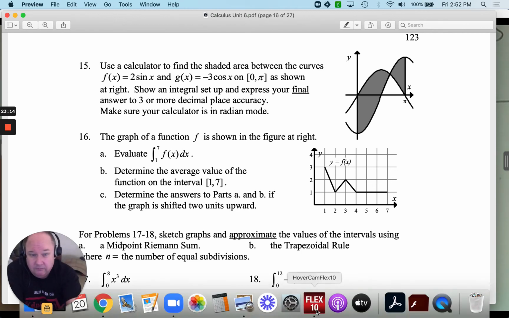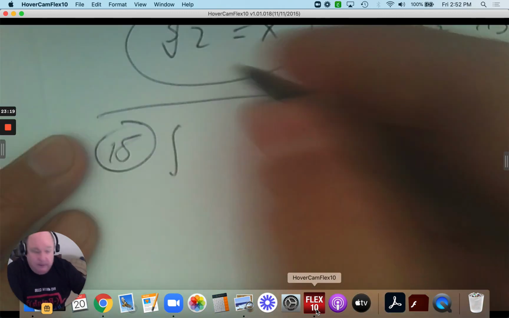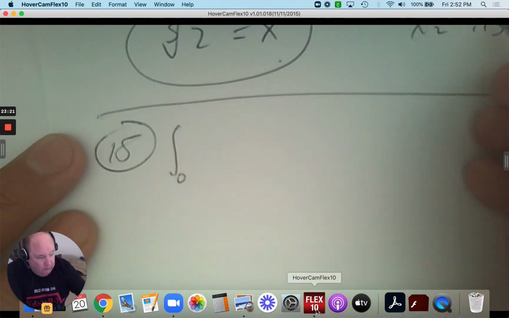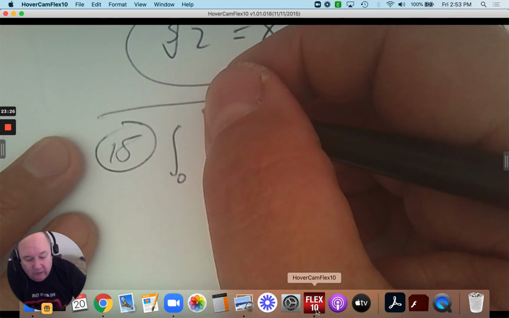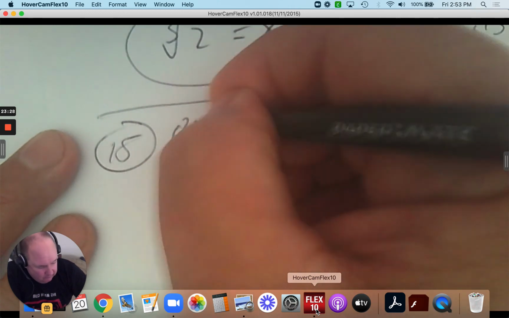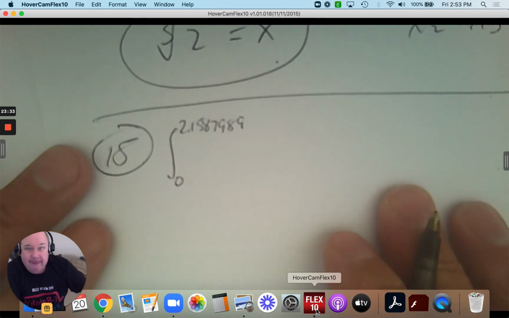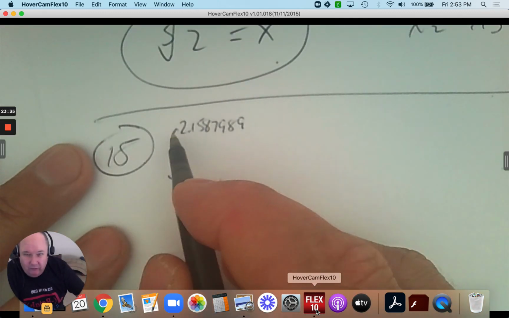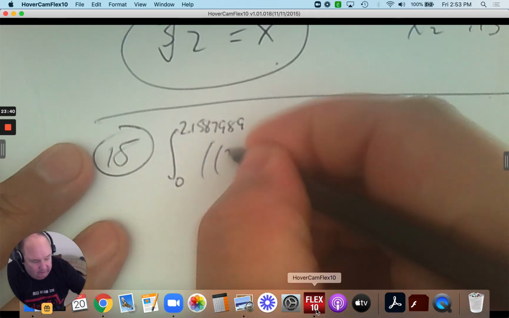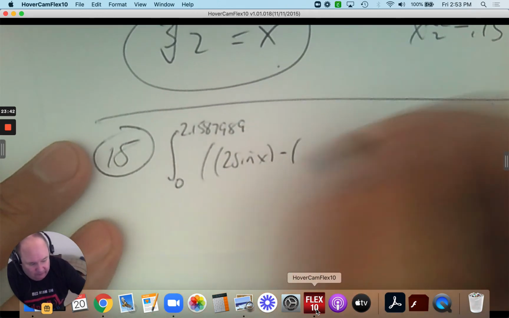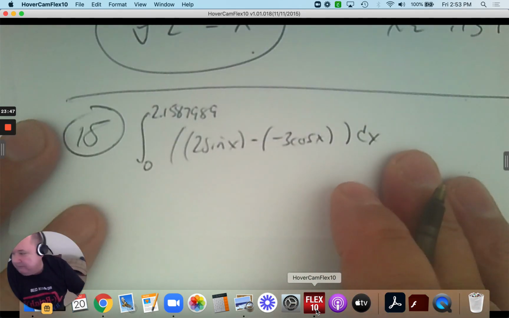So what is the setup going to look like? Two integrals. One setup goes from 0 to the point of intersection that I just found, which is 2.1587, whatever. Again, I'm going to copy paste to make sure it's a really long number in my calculator so it's super accurate. And 2 sine x is on top, subtract negative 3 cosine x on the bottom. So there's the first setup.